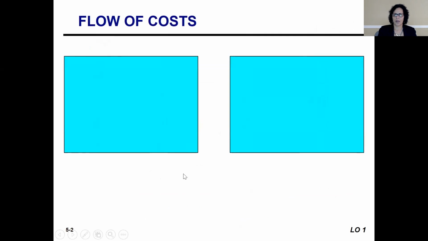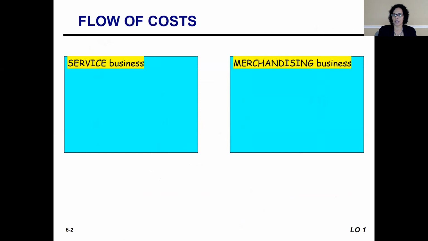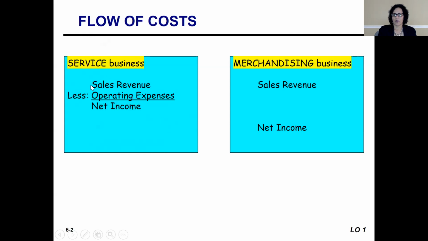As I said, in the first 4 chapters, we had looked at a service business. This chapter onwards, we're going to be looking at merchandising businesses, and we're going to see what's different between the two. But there's also lots of things common between these types of businesses. Both of them start in their income statement with sales revenue, and both are going to end with net income. That's the purpose of the income statement, to record your revenues, expenses, and income. For the service business, all they had was revenues and expenses, and the expenses for the most part, all we focused on were the operating expenses. So revenues minus expenses gives you the net income.